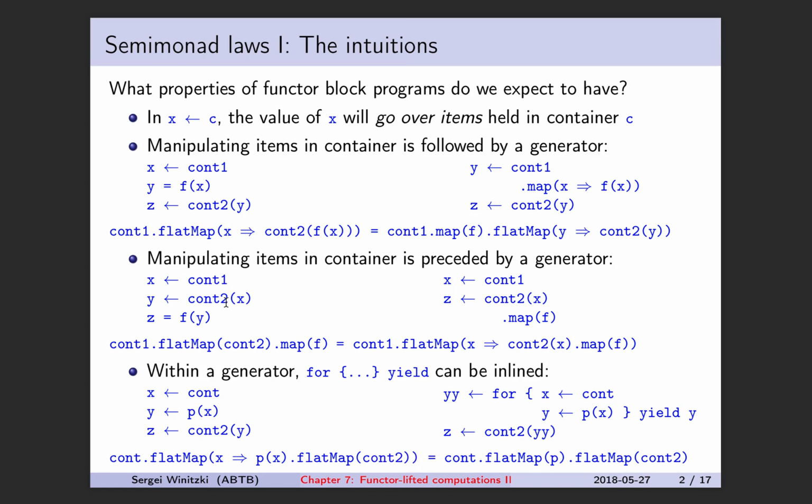To derive the laws, I begin with intuition coming from using functor blocks, and I formulate the main intuition as saying that this generator arrow means that the value of x will go over items in container C. And if that is the case, then what are the properties of various programs? And I formulate three such properties that seem to be natural.